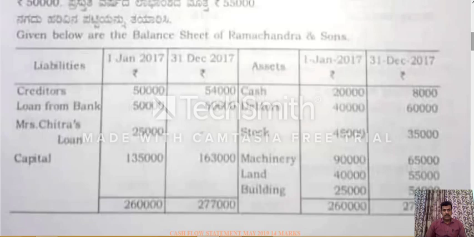So given below is the balance sheet of Ramchandra and Sons. The balance sheet is given. On the liability side, you have creditors, loan from bank, Mrs. Chitra's loan and capital. On the asset side, you have cash, debtors, stock, machinery, land and building.